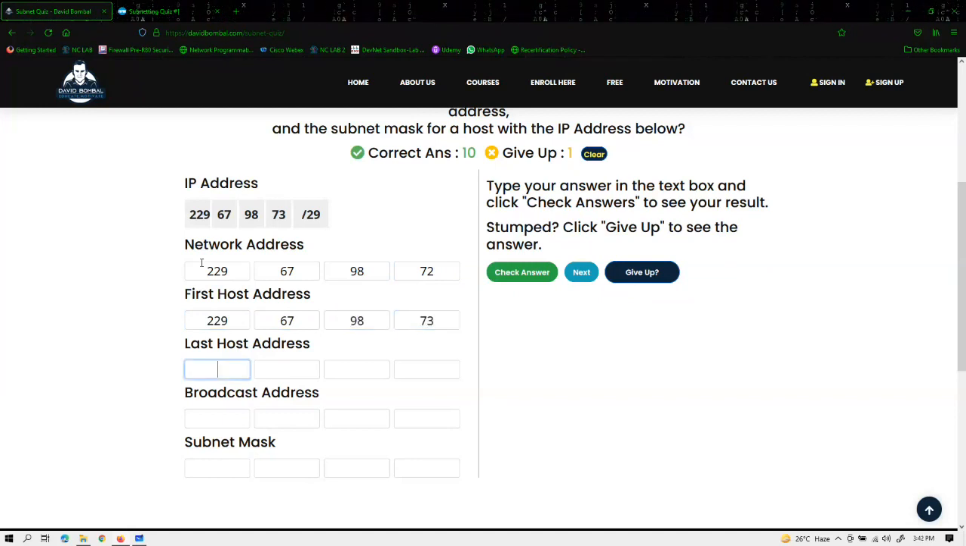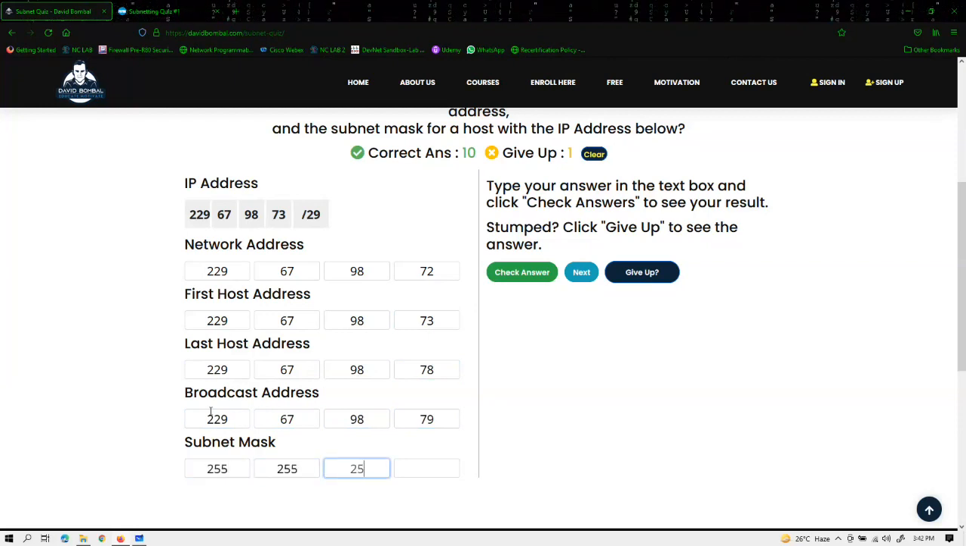First host is 229.67.98.73. Last host is 229.67.98.78, since block size is 8, right? Yes. And this is the last host address. Broadcast will be 79. Subnet mask 255.255.255.248. Okay.